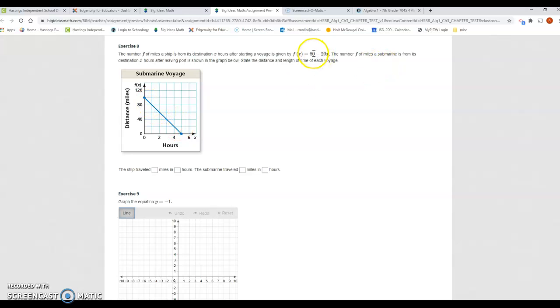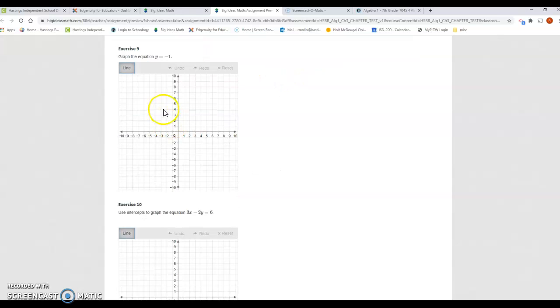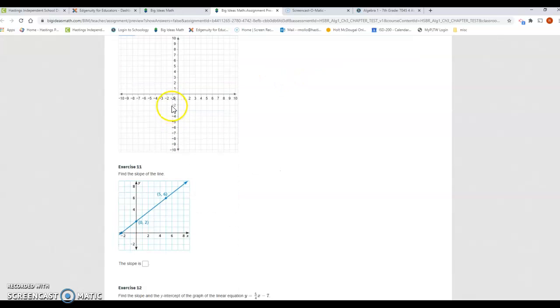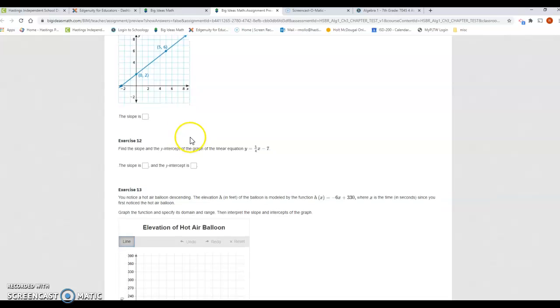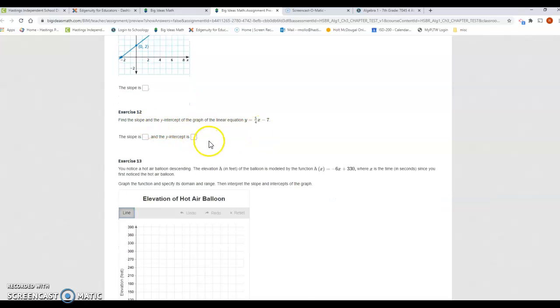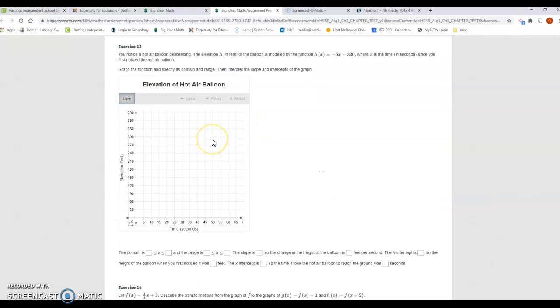We're starting with the submarine and stuff like that, so make sure you're looking at both the graph and the equation for that. 9, 10 are graphing. 11, you're figuring out the slope. 12, it's asking for the slope and the y-intercept. Just like on the review, 13 could be a little complicated here, just because it's asking for a lot of information.